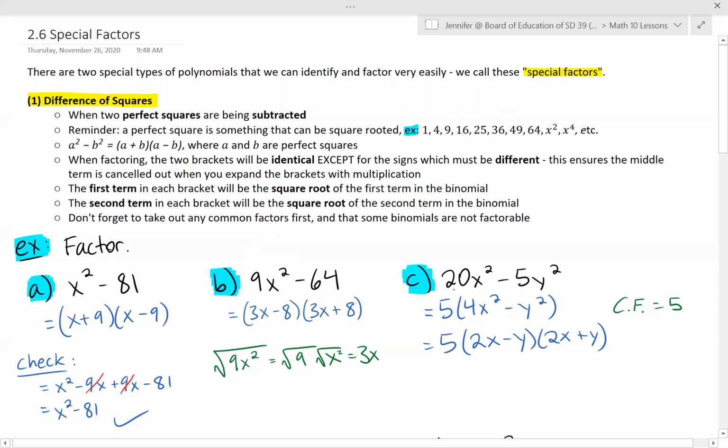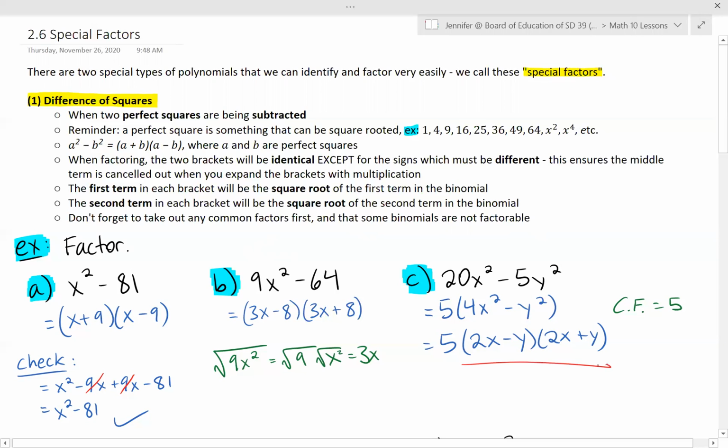In example C, 20 and 5, those are not perfect squares. So right away, this is not a difference of squares. But remember, we have to take out a common factor first. And the common factor here is 5. Remove that common factor, we're left with a difference of squares because 4 and 1 are perfect squares and x squared and y squared are perfect squares.